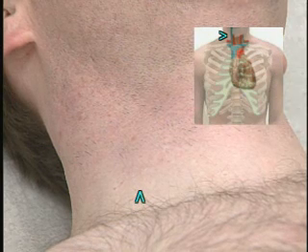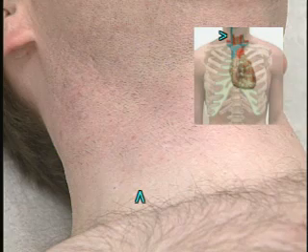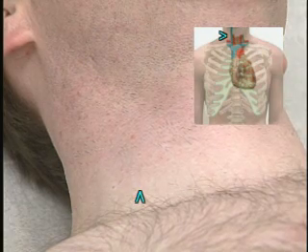It's always better to use the right internal jugular vein because that's a more direct route or channel to the right atrium than the left internal jugular vein. Remember, what we're looking for is a point of maximum pulsation.